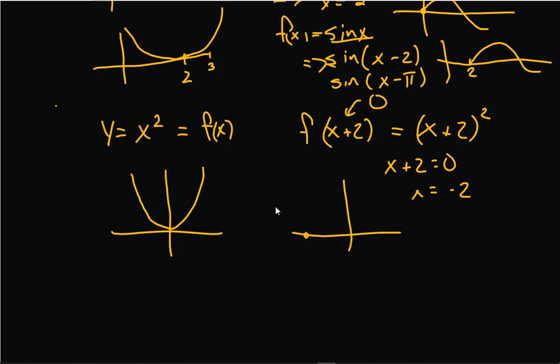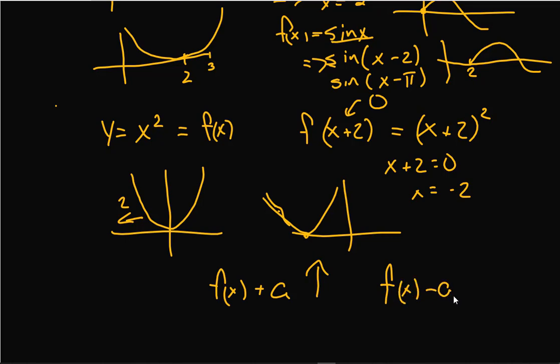So in other words, it's going to be shifted over by 2, to the left, though, this time. So when we add 2 to the argument, we shift to the left. When we subtract 2, we shift to the right. And we also saw just before that if you take f of x plus a, when a is positive, you shift up, and if you take f of x minus a, when a is positive, then you shift down. So now we know how to shift to the right, to the left, up, and down.